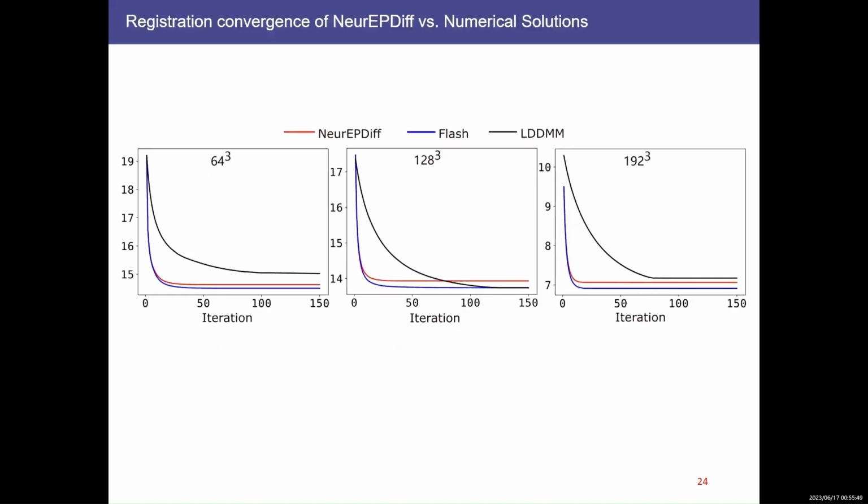Finally, we compare the convergence graphs of total registration errors by all methods on different levels of resolutions. The red line represents our method, NeurEPDiff. It shows that our method consistently converges to a better solution than LDDMM at multiple different resolutions and a slightly worse but fairly close solution to Flash.